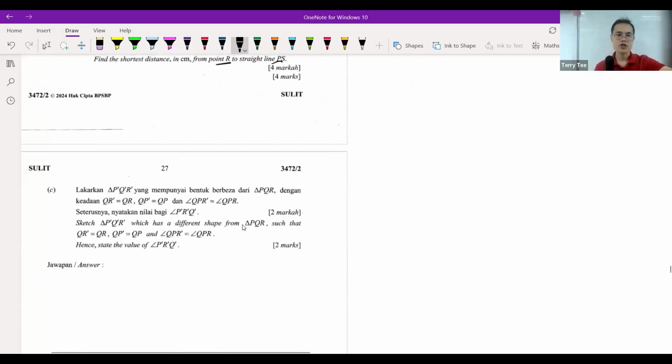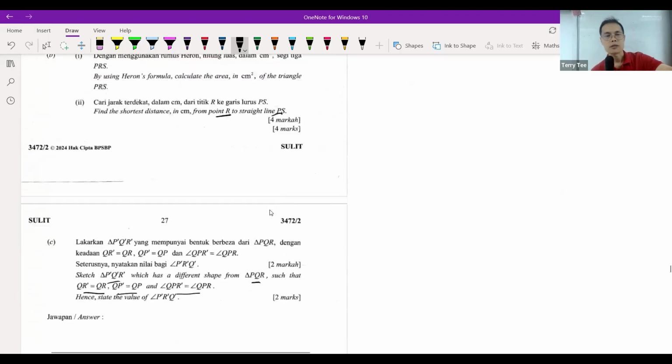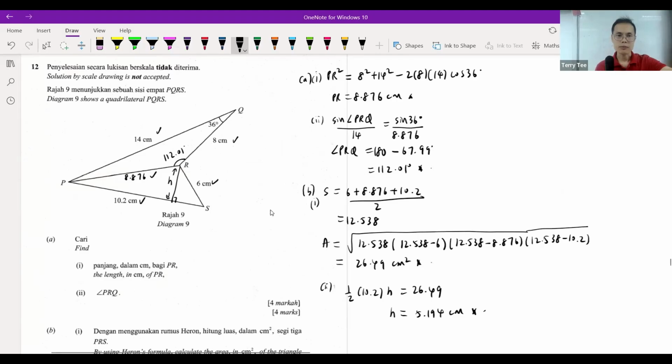They say sketch triangle P prime, Q prime, R prime, which has a different shape from PQR such that QR prime equals QR. So you maintain QR, QP prime equals QP, maintain QP, and maintain angle QPR. Okay, so let's go back to this diagram. Focus on this triangle here. They say you want to maintain QP, this length, you want to maintain QR, and you want to maintain QPR, this angle. So this is a case of ambiguity.